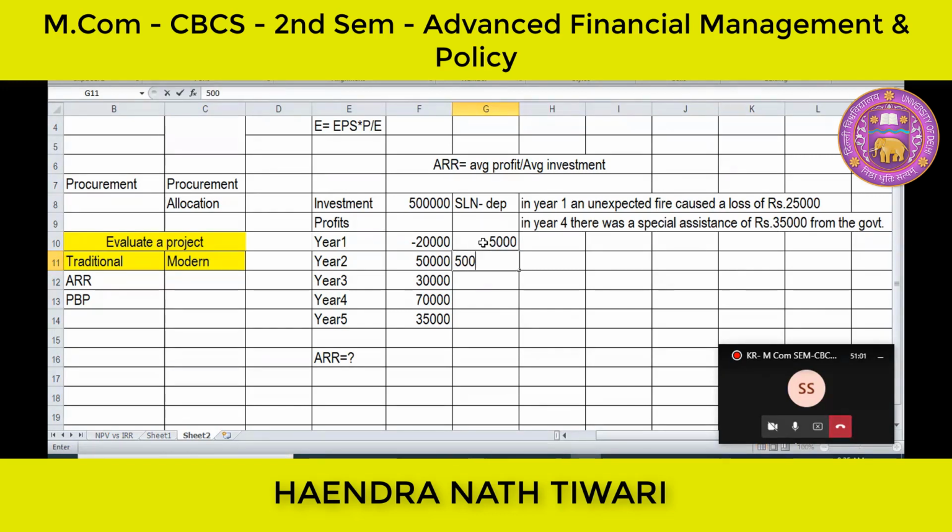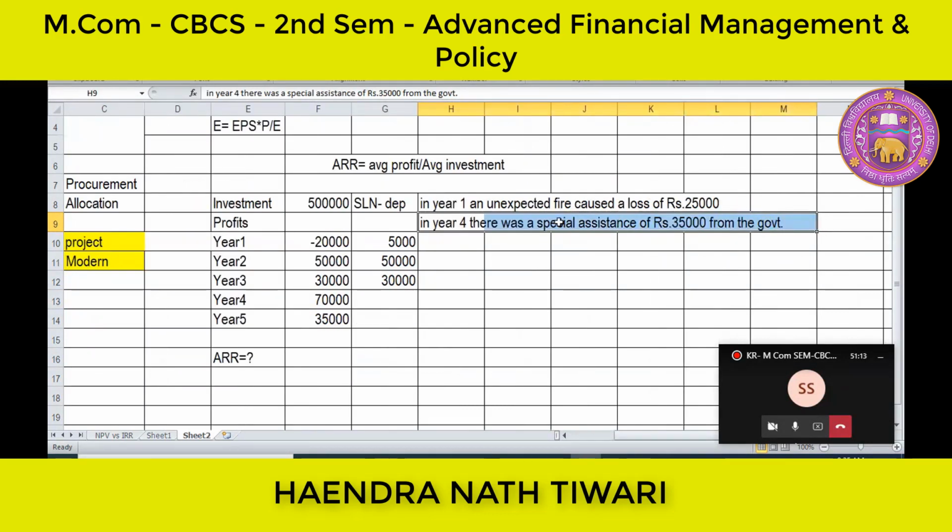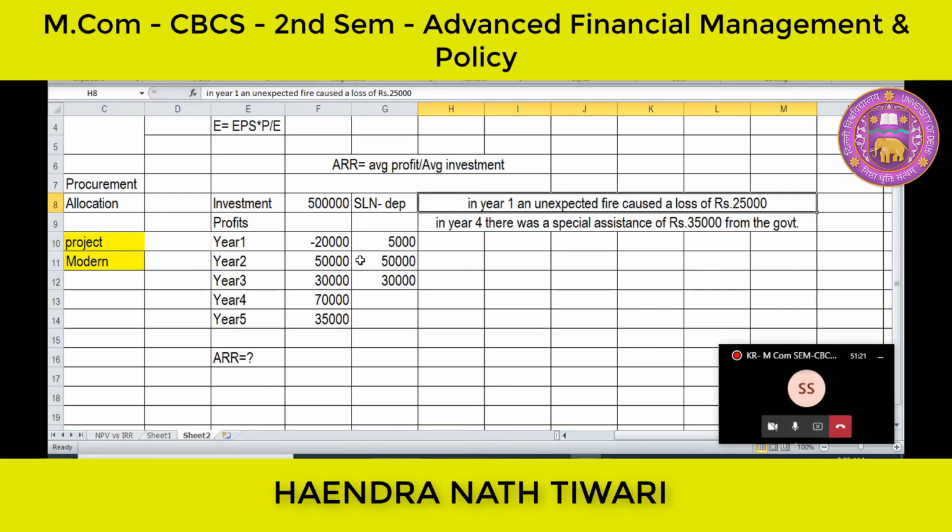Year 2, 50,000, no problem. Year 3, 30,000, nothing happened. In year 4, there is special assistance received from the government. Do you expect such assistance to be received every year? Sir, the loss will be minus, no? 25,000 rupees, you made it 5,000. See, 45,000 it will be. 20,000 is the outcome.